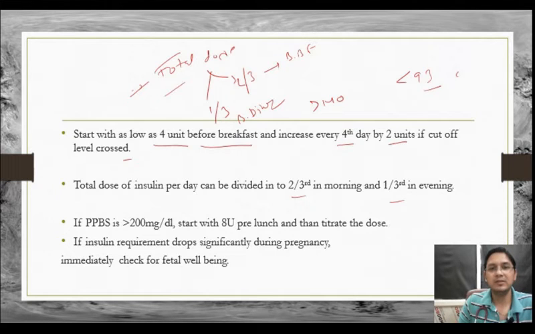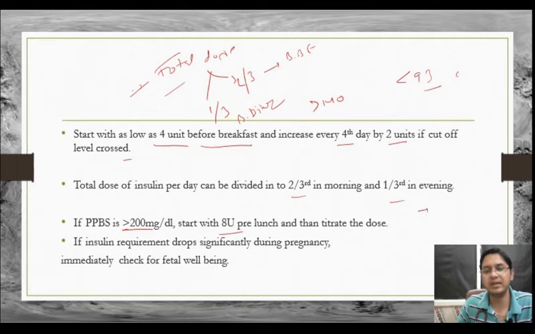If the patient has pre-gestational diabetes and blood sugars are more than 200, you can start with 8 units. Means you will give 8 units before breakfast, and then you will titrate the dose. Every fourth day you will increase the dose by 2 units, and when you get the value less than 93, you will split the dose into two-third and one-third, and then continue with monitoring and titrate accordingly. So this is how we will start the insulin in pregnancy.